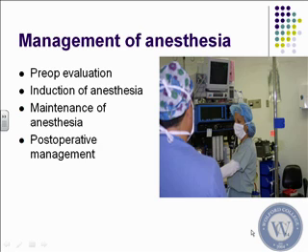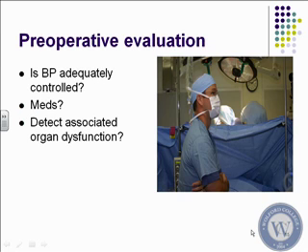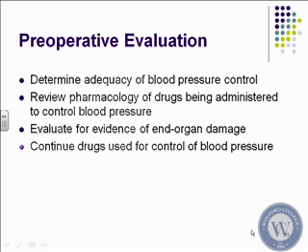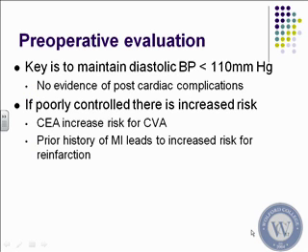Okay? So be prepared with somebody with chronic hypertension that they're going to need more volume and fluid. So make sure that you have a good IV before you start. Is the blood pressure adequately controlled? Okay. Medications that you're going to be watching for, and look for organ dysfunction. Determine the adequacy of blood pressure control. In other words, make sure the blood pressure is not out of control. You have a diastolic pressure above 110, really reconsider doing the case and really pretty much cancel it. Really, the key is to maintain a diastolic pressure less than 110. If you do it below that, there's really no evidence of post-cardiac complications.